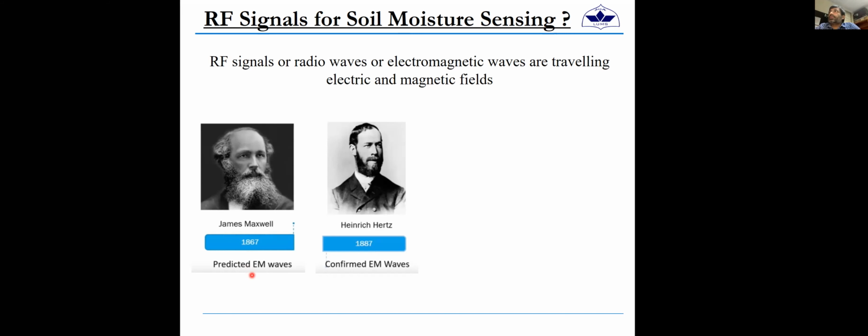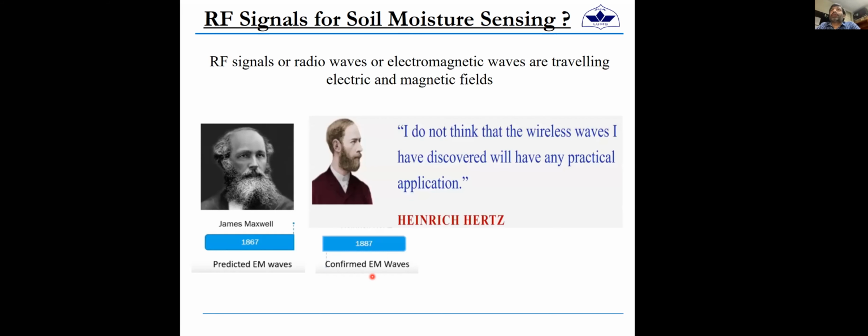It was only in theory, there was nothing practical, until in 1887 Heinrich Hertz confirmed by experimentation the theory developed by Maxwell, showing that yes, you can actually have these electromagnetic waves, and you can do something to make them travel into space. But he was not able to conceive the big picture. After his experimentation, he wrote something like this: I do not think that the wireless waves I have discovered will have any practical application. And now after 130 years, we know that it has changed everything around us.